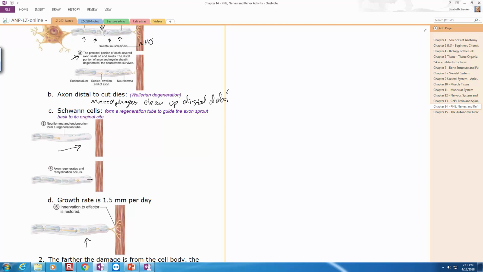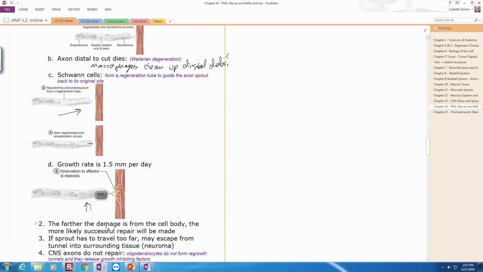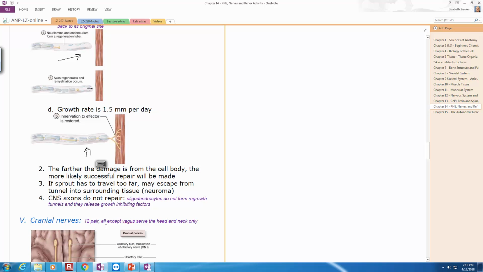And the farther the damage is from the cell body, the more likely successful repair would be made. What they mean is, if you got cut at your finger versus up here on your brachium, okay, the finger would heal easier, faster, because it's further away from the body. Think about if you had to heal something from here on your brachium all the way to your fingertip. That's going to take way longer and be less likely to happen. That's what it's saying when it's saying the farther the damage is from the cell body, which is up by the spine, dorsal root ganglion, the more likely successful repair would be made.